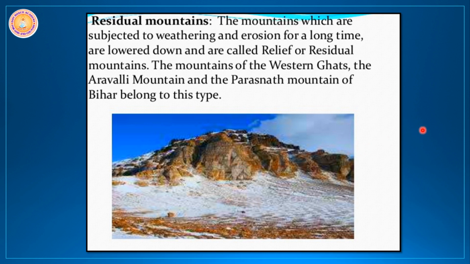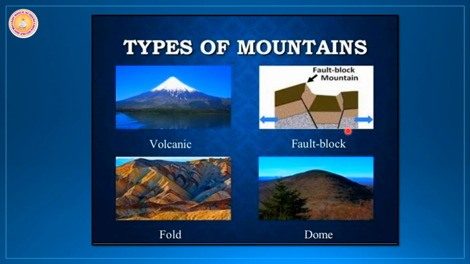So we have come to the end of the chapter, and we have learnt in this chapter the different types of mountains, namely the fold mountains, the block mountains, volcanic mountains, and the residual mountains or dome-shaped mountains.